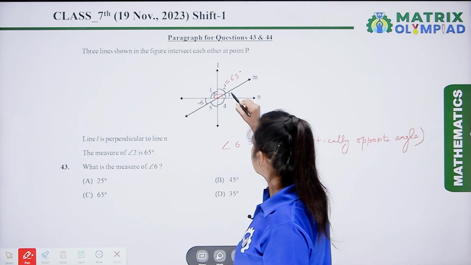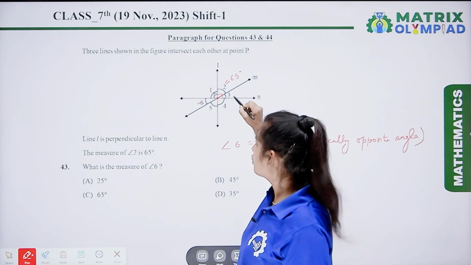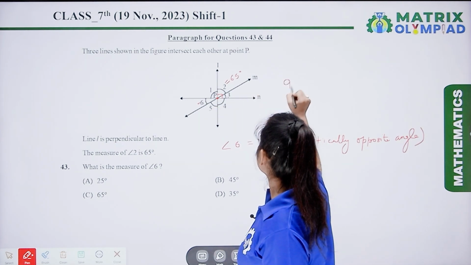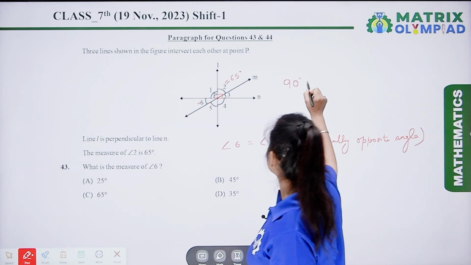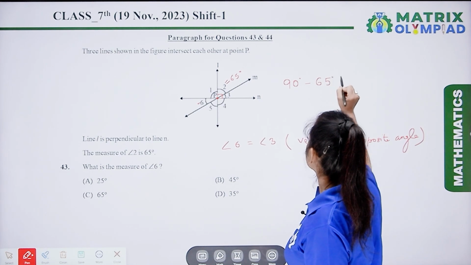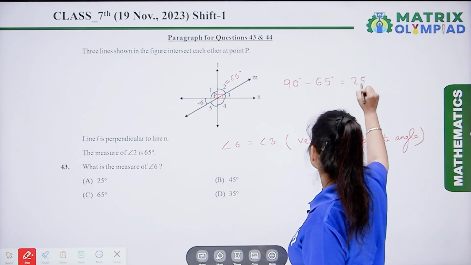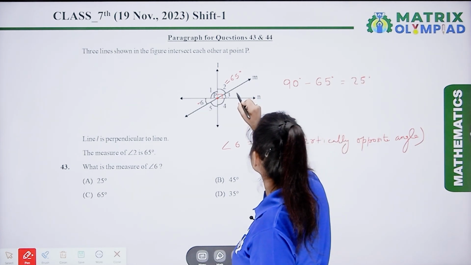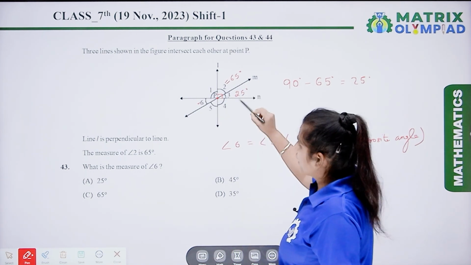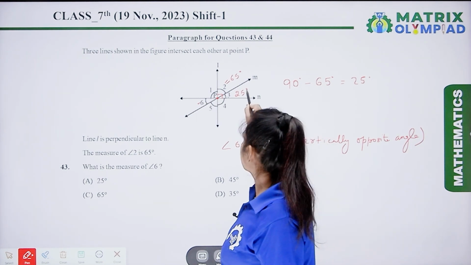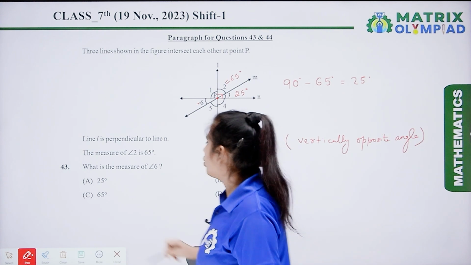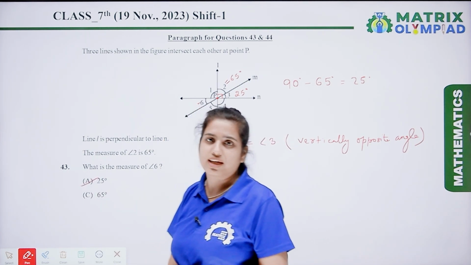So let's find out angle 3 to get angle 6. Here to find out angle 3, what we have to do? We have to subtract 65 from 90 and here we get 25 degrees. It means angle 3 is 25 degrees. If angle 3 is 25 degrees, then angle 6 is also 25 degrees. Means option A is the correct answer.